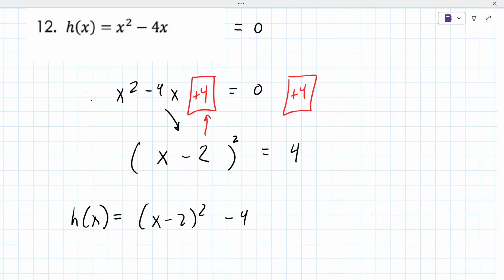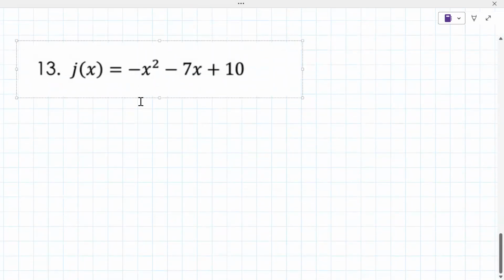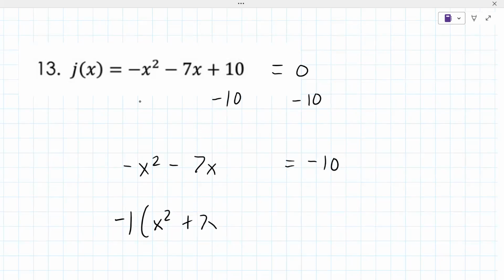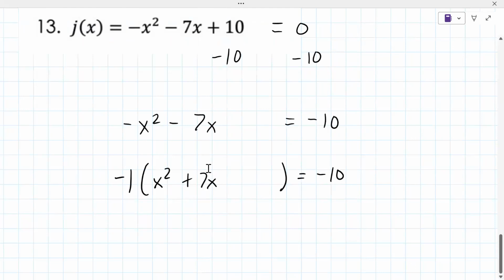Okay. Now 13 is more like 10 and 11. So the way I've been showing you is you move that constant over to the other side of the equation. All right. And then you have to factor out a -1 like that. Got it.